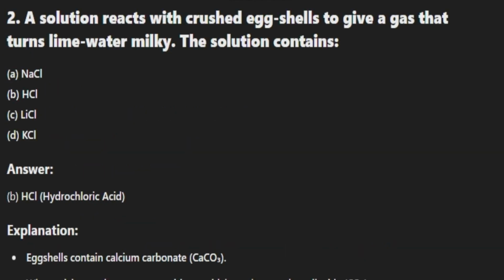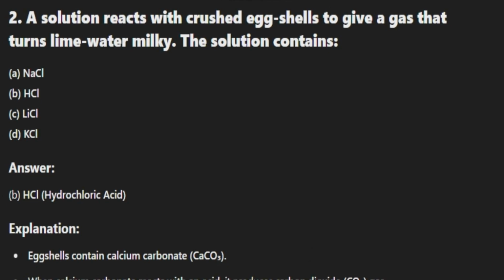2. A solution reacts with crushed eggshells to give a gas that turns lime water milky. The solution contains A) NaCl, B) HCl, C) LiCl, D) KCl. Answer: B) HCl, hydrochloric acid. Explanation: Eggshells contain calcium carbonate, CaCO3.